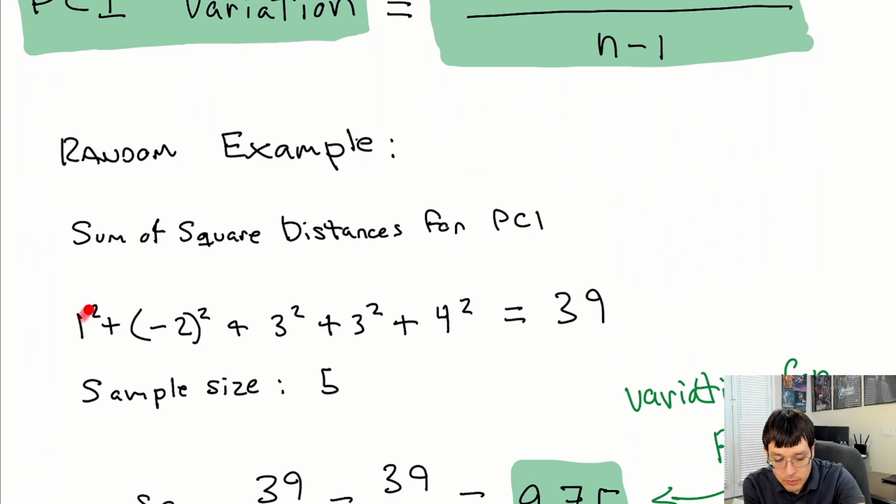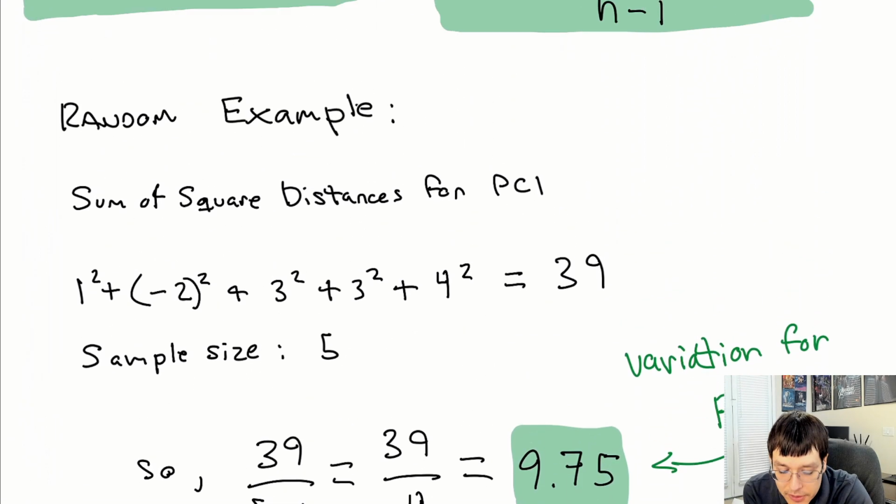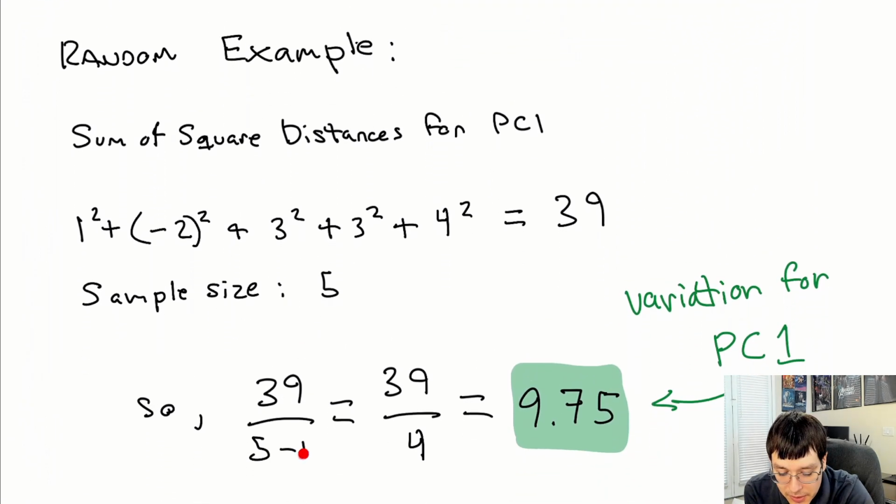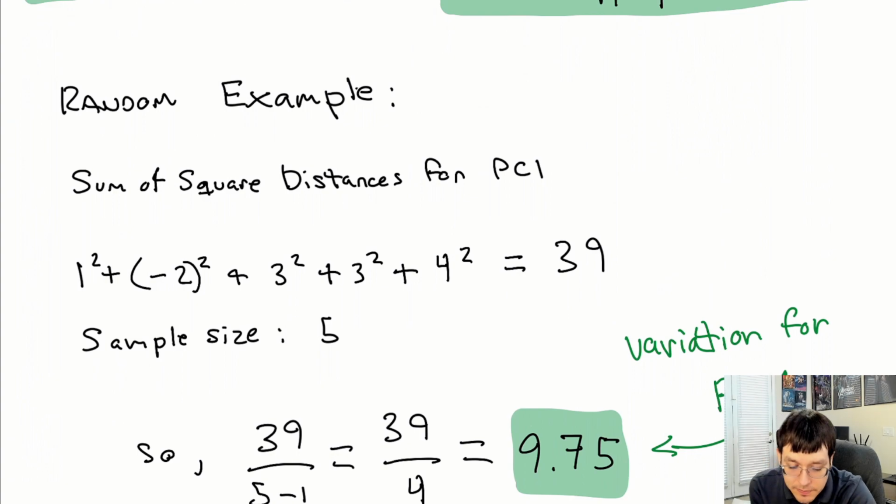So I have 1 squared. I have -2, just to show you some negative numbers and show you how the square gets rid of that. And then a couple of others. I have a sample size of 5. I thought I screwed up the math, but I just remembered I did subtract 1. If I do this math, I get 39. Okay? So that's my eigenvalue for this. 39 is my eigenvalue for PC1, and the sample size is 5 because I have 5 points.